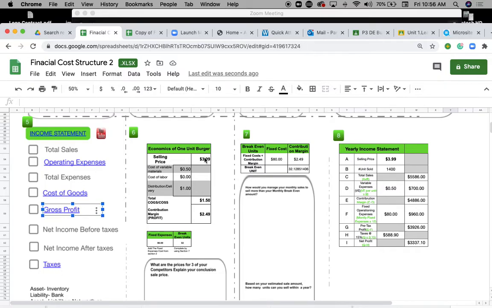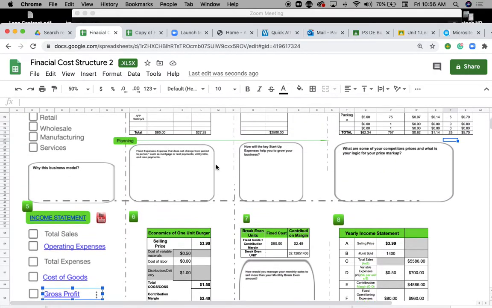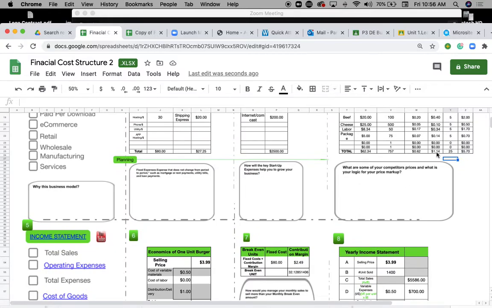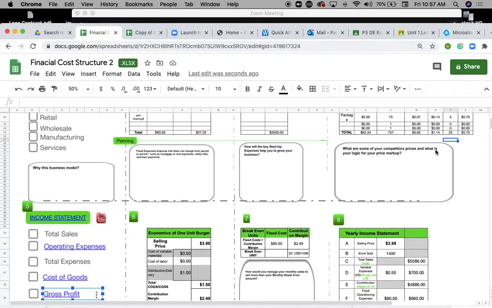So now let's come over here. This page is very important. This is the economics of 1 unit, 1 burger. Now, how much are we selling the burger for? You go back up here. How much was it going for? Who could help me out? $1.14. Now, what's the rule of business?